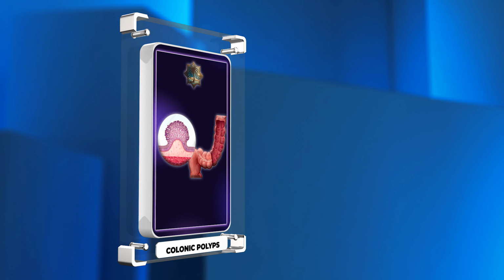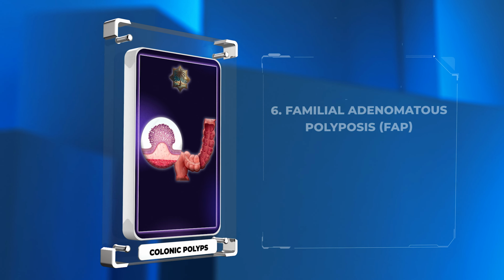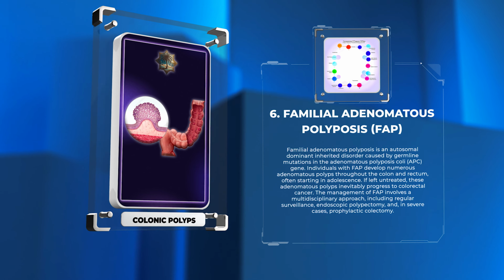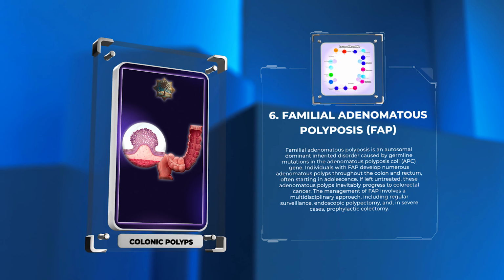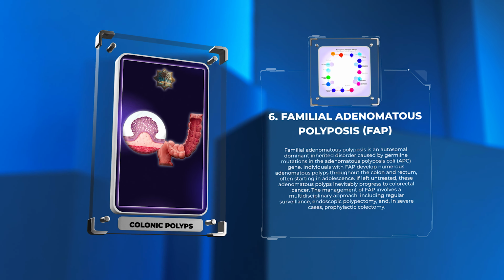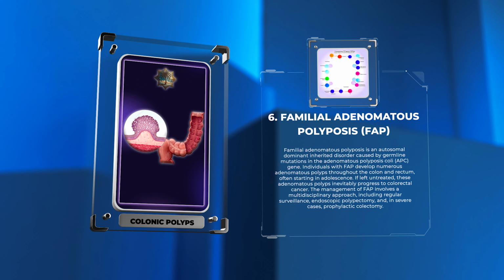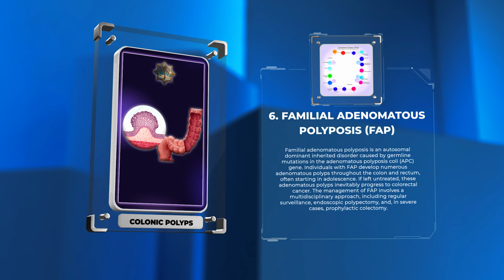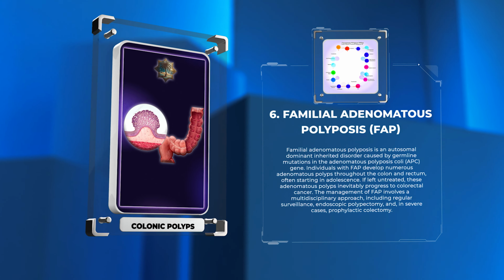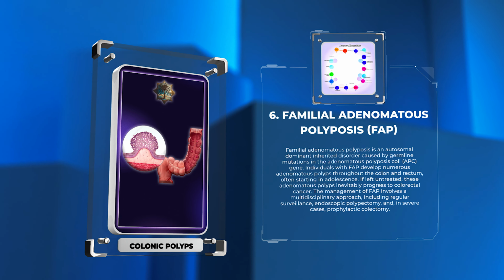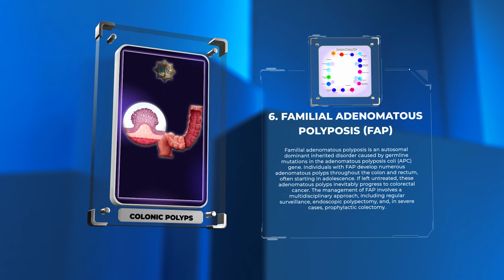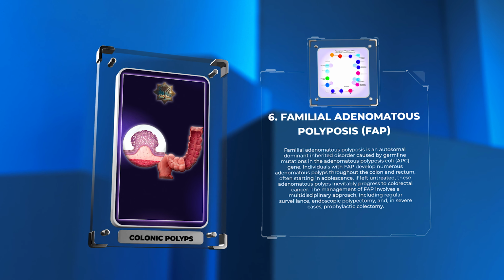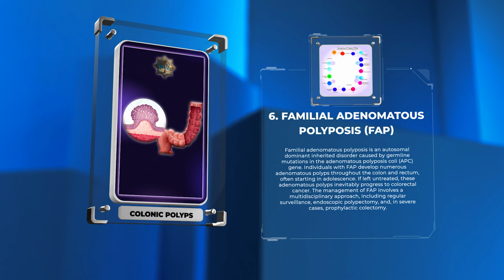and removal. Familial adenomatous polyposis is an autosomal dominant inherited disorder caused by germline mutations in the adenomatous polyposis coli, APC, gene. Individuals with FAP develop numerous adenomatous polyps throughout the colon and rectum, often starting in adolescence. If left untreated, these adenomatous polyps inevitably progress to colorectal cancer. The management of FAP involves a multidisciplinary approach, including regular surveillance, endoscopic polypectomy, and, in severe cases, prophylactic colectomy.